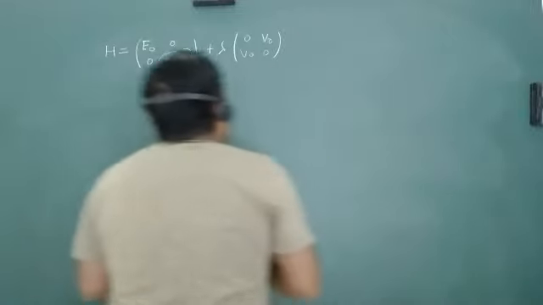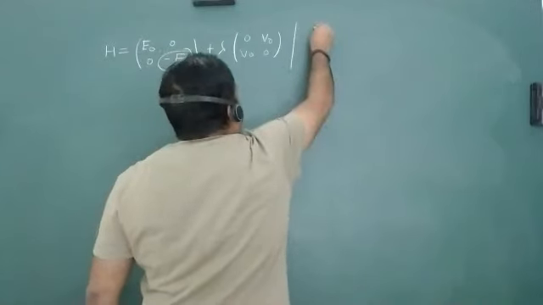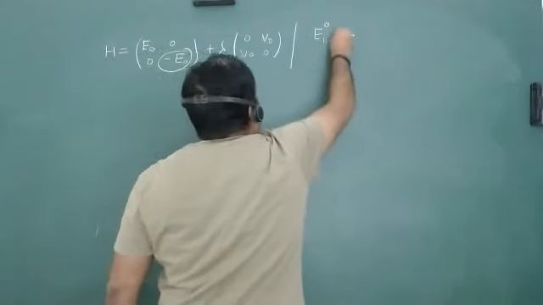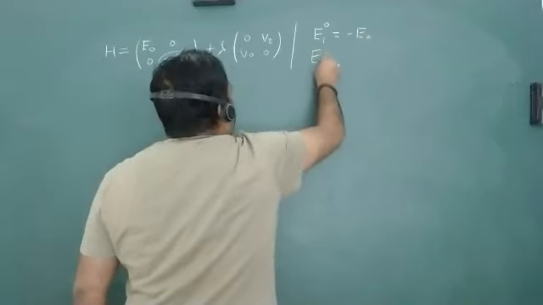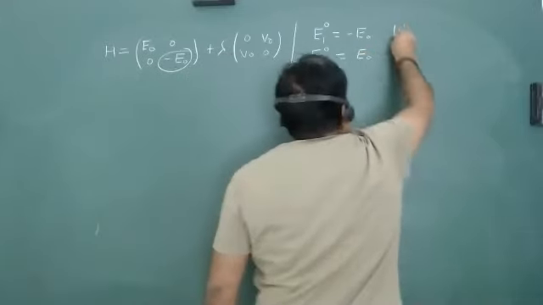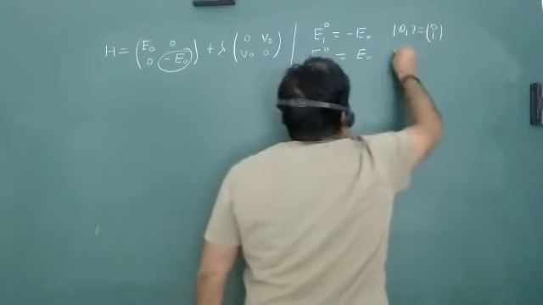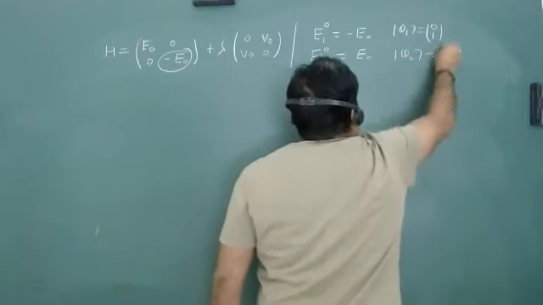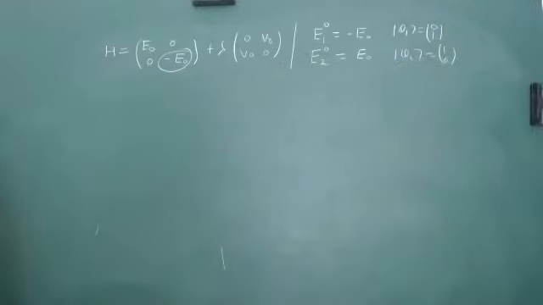So what I have is all this known data. E10 is equal to minus E naught. E20 is equal to E naught. And phi 1 is equal to (0, 1). And phi 2 is equal to (1, 0). This is the known thing.